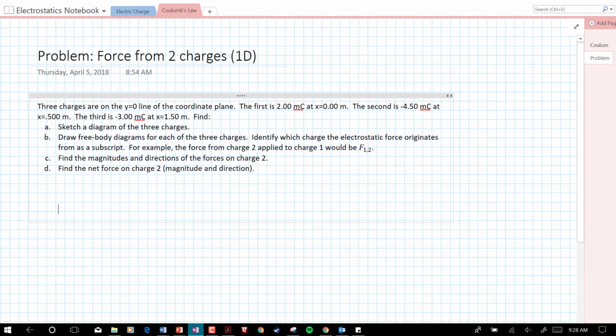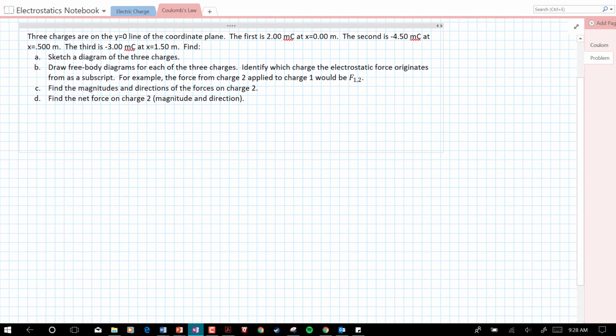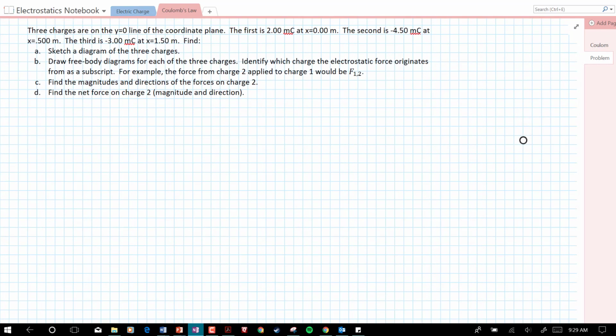I'm going to zoom in here. The first is 2.00 millicoulombs at x equals 0.00 meters. The second is negative 4.50 millicoulombs at x equals 5.00 meters. The third is negative 3.00 millicoulombs at x equals 1.50 meters.